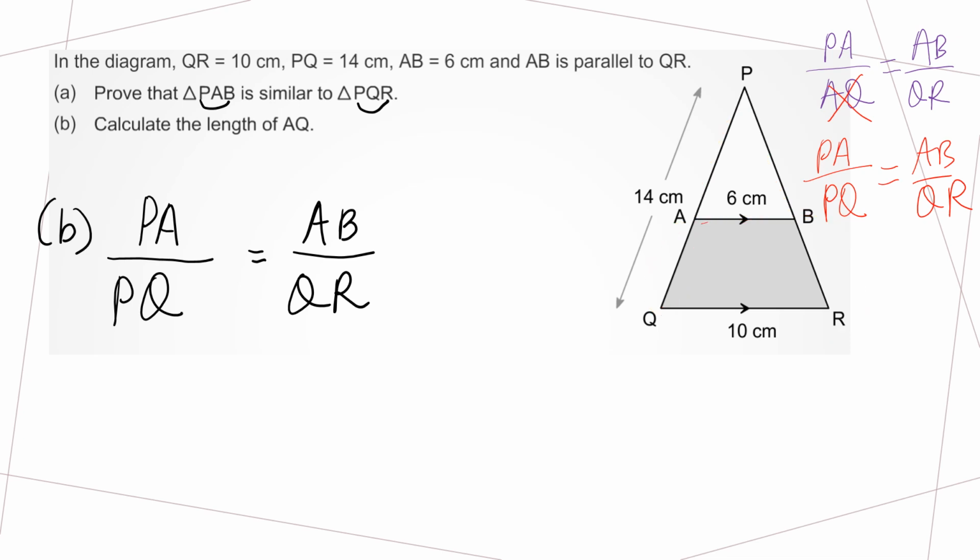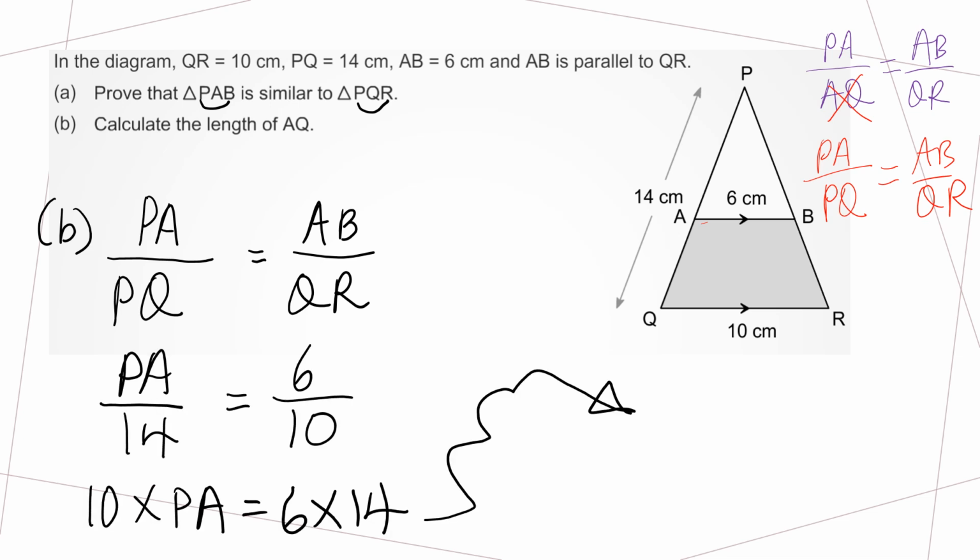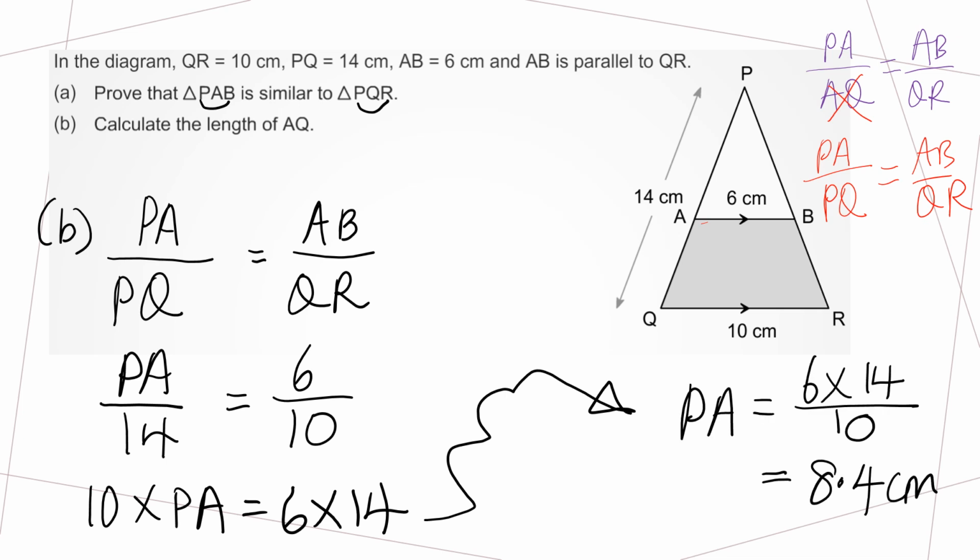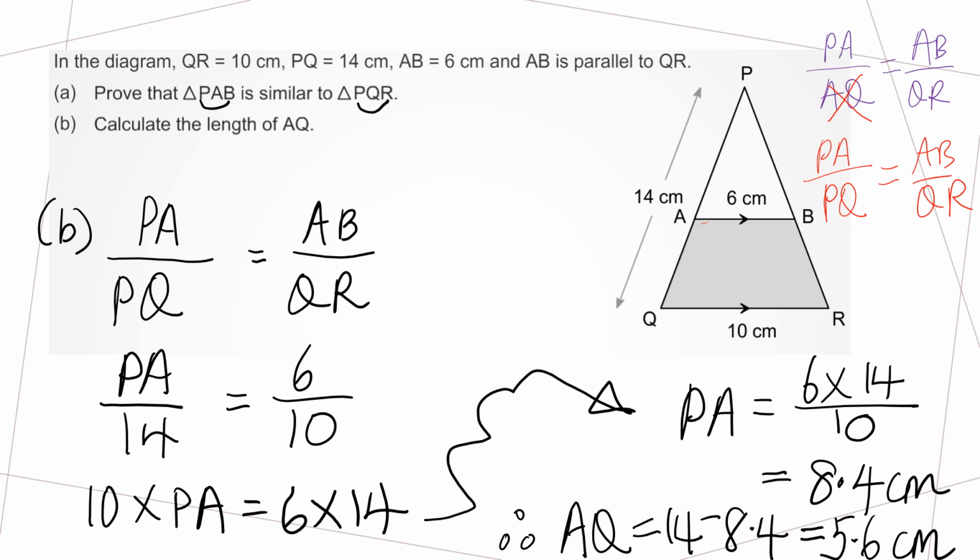So I know PA. Do I know PA? No, I don't know the value of PA. But I know PQ is 14 and AB is 6. QR is 10. So we do a cross multiply, we can find PA. Right. And of course, AQ is PQ minus PA, which is 5.6 centimetres.